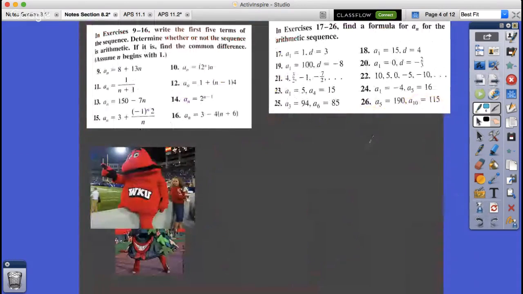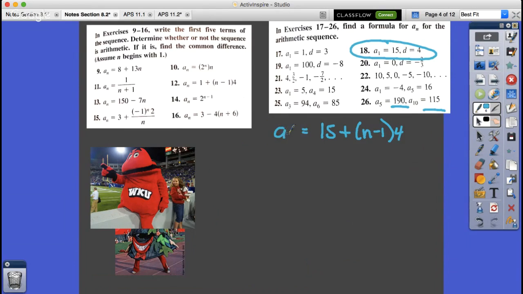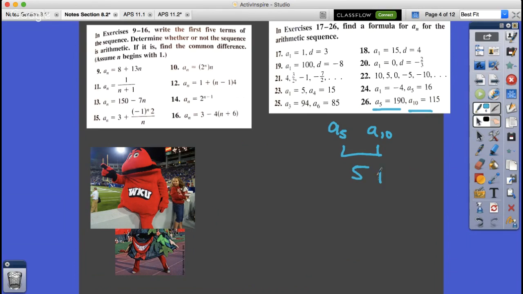But here's what I love about what he did. He said this: Coach, couldn't you do this? Which I thought was brilliant. He said, couldn't you, if these numbers aren't too far away from a sub 1, which none of these are. If you had 18, that's basic, right? You would just plug in 15 for A1, n minus 1 times 4, and that equals a sub n. Multiply by 4, simplify, and you're good. But he said, Coach, what if you had this? If you just took this and said the difference between A5 and A10 is 5 different terms, right?